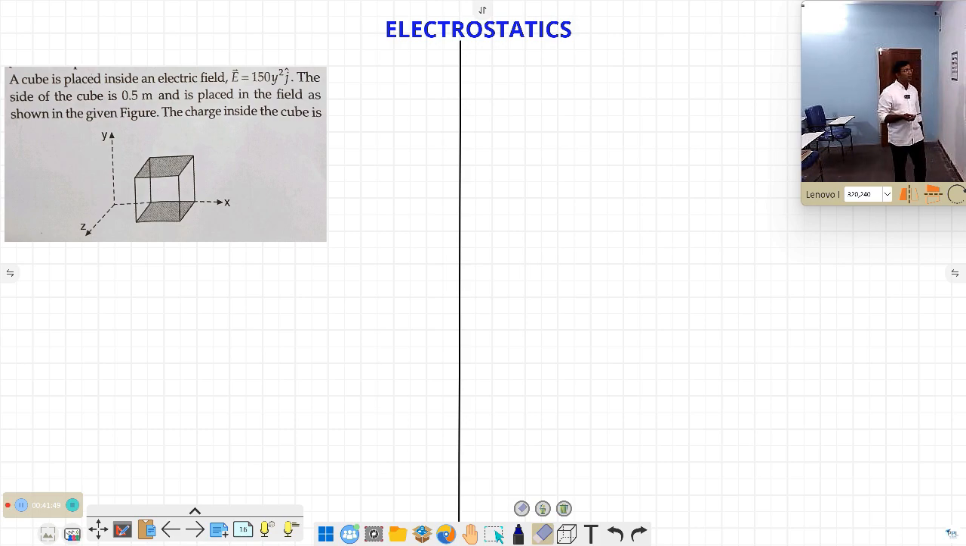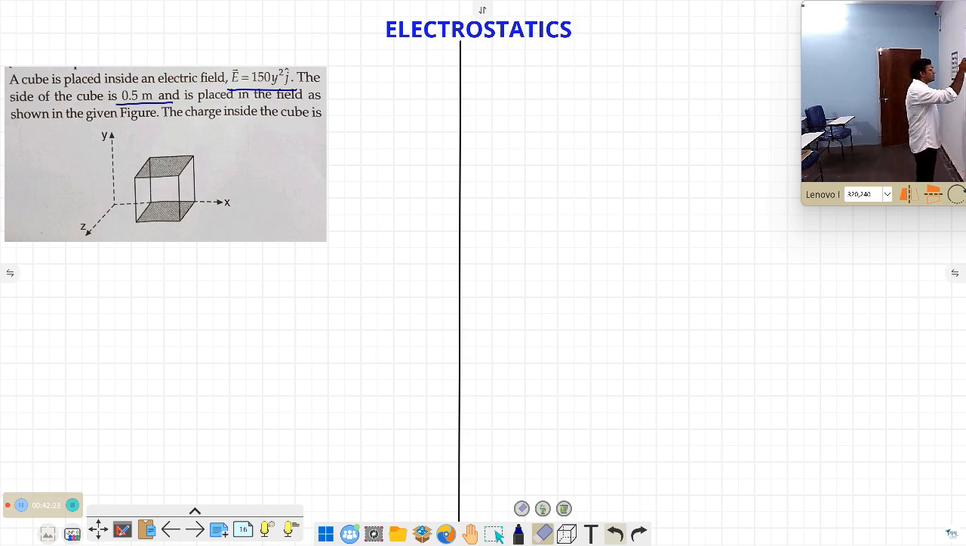Now this one was also given in previous competitive exams. A cube is placed inside the electric field given as 150 y squared j cap along the y axis. The side of the cube is 0.5 meters, and they are asking, the cube is placed in the field, the charge inside the cube is? They are asking for the equivalent value of charge, because no charge is given in the diagram. That means they are asking for the flux-related charge in the cube.